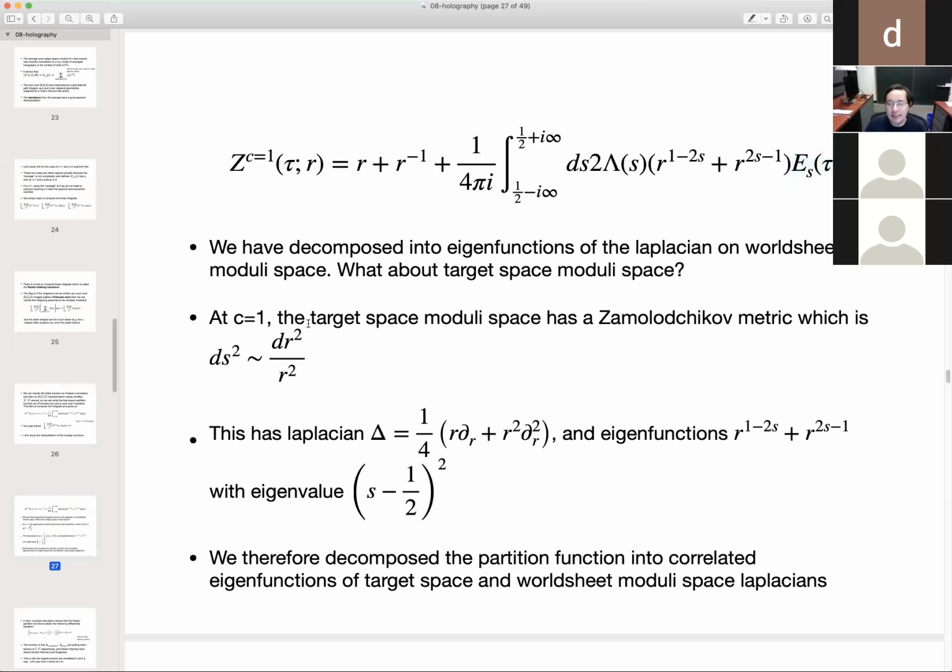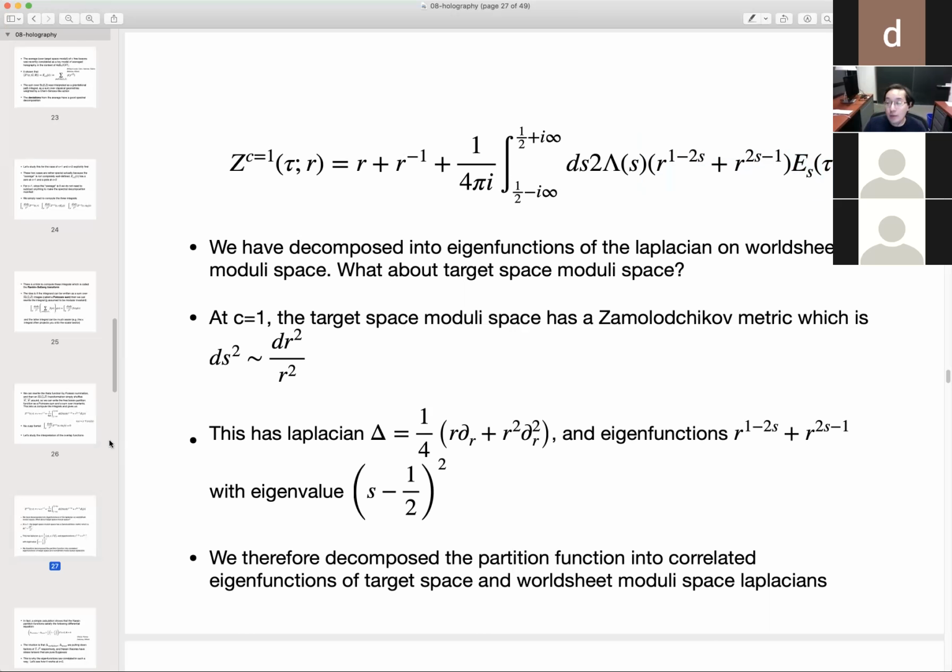So recall that at c equals 1, the target space is labeled by the parameter r, and this has a Zamolodchikov metric, which is given by dr squared over r squared. This is given by just the 2-point function of the marginal operator. And from this metric, you can compute a Laplacian. Okay, it's given here. And this Laplacian has the following eigenfunctions with the following eigenvalue. This, you'll notice, is precisely this. And so what we've done is we've decomposed the partition function into correlated eigenfunctions of the target space and of the worldsheet Laplacians.